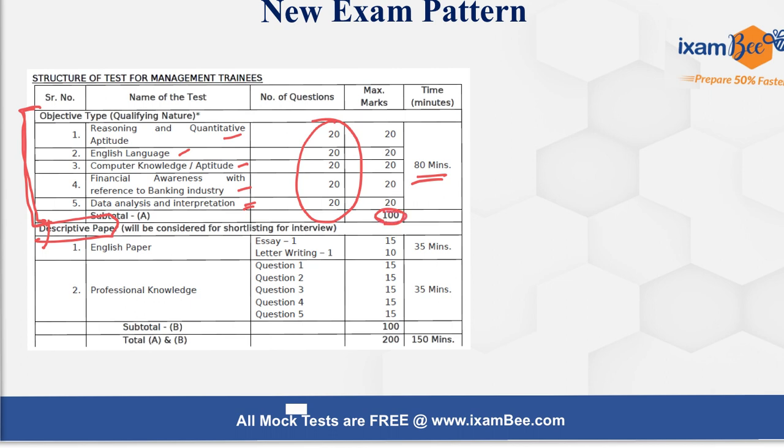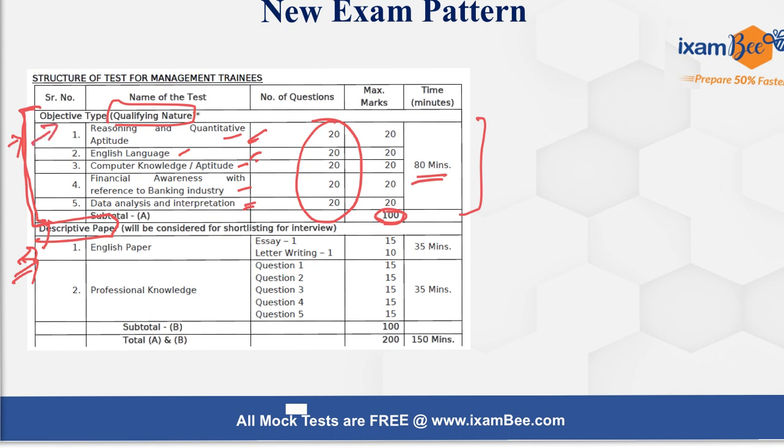But this time it is going to be qualifying in nature. So you need to only qualify section wise also and aggregate also. This is an important information. Then examination would be on the same day. Once you finish your objective test, then you will get the descriptive paper. But your descriptive paper will be checked only if you qualify the objective type. I hope it is clear.